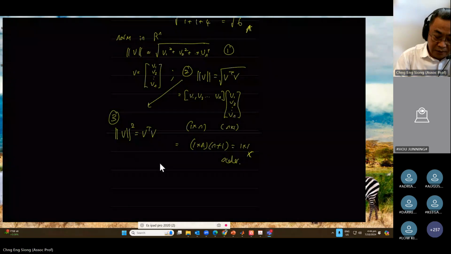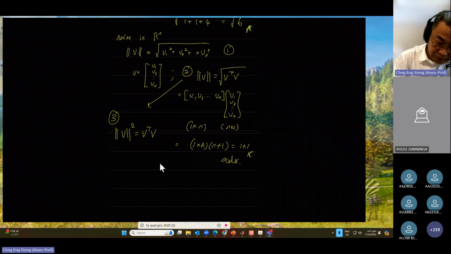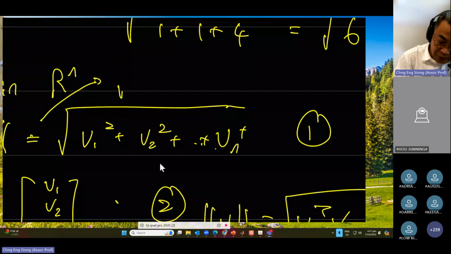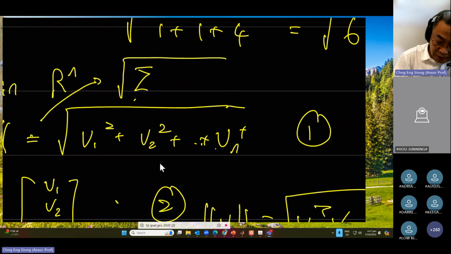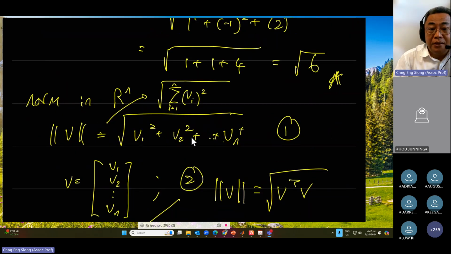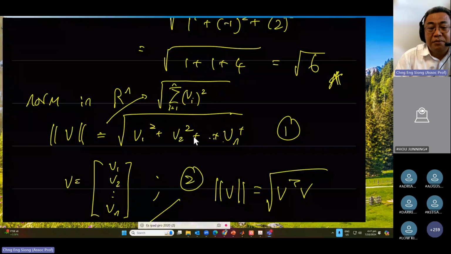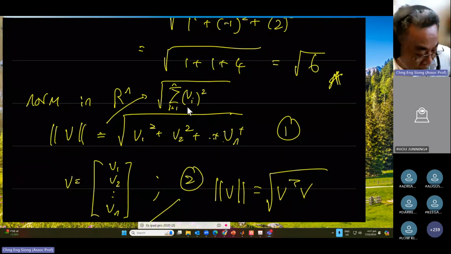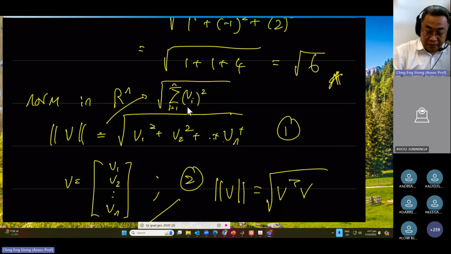All right. What else? Is there a compact way to write this? Yes. Let me write the compact way: the summation from i equals 1 to n of Vi squared. So instead of writing out this sum, we use the sum operation and write it more compactly. You just need to know all these ways to write norm.